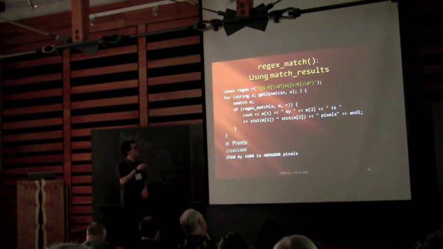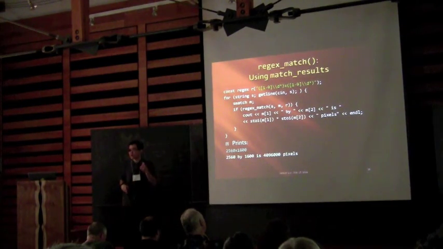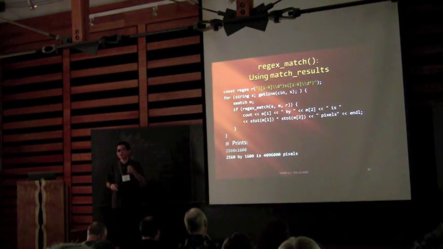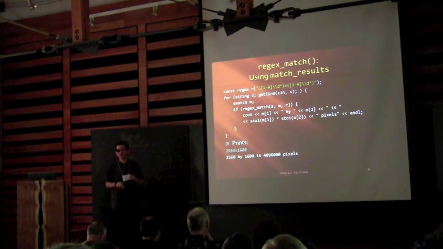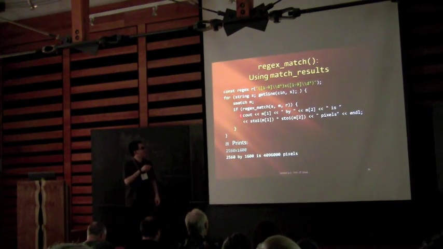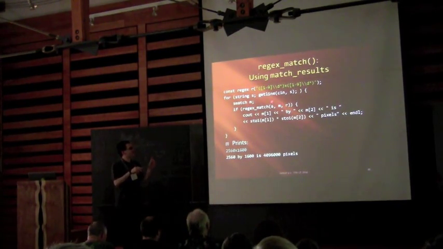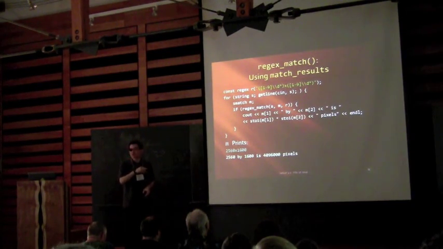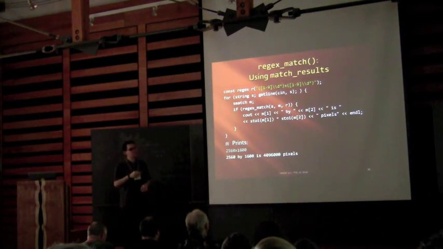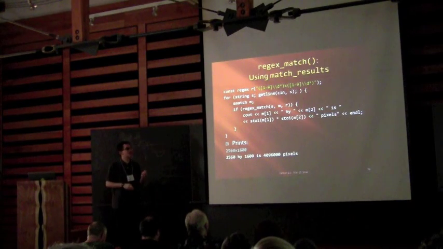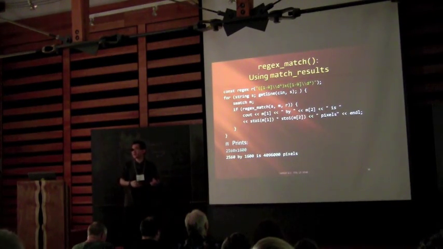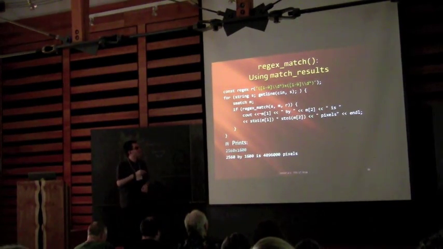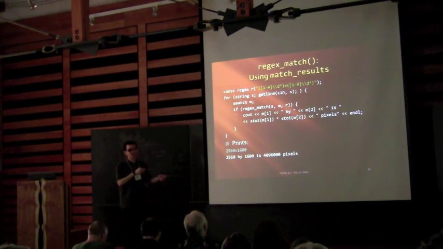But now local to my loop, I have an smatch. This is a typedef for match results of string const iterator, so I just want a string match. Then I call regex match, and I give it the string, the regex, and this match results container. Match results actually has no modifying data members, but it grants friendship to regex match. That's how it can be filled with information. If the match succeeds, it returns a bool saying whether it matched or not. Then I can crack it open.